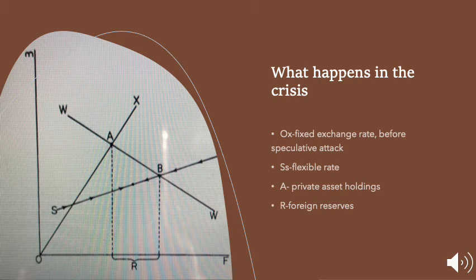So this is the figure with which we can understand the speculative attack and its effect on the economy and the private holdings. In this diagram, the OX path represents the path before the speculative attack, and on the OX path the economy is on the fixed rate. When the speculative attack takes place, the economy is shifted to SS. On the SS, the economy is on the flexible rate with the speculative attack.